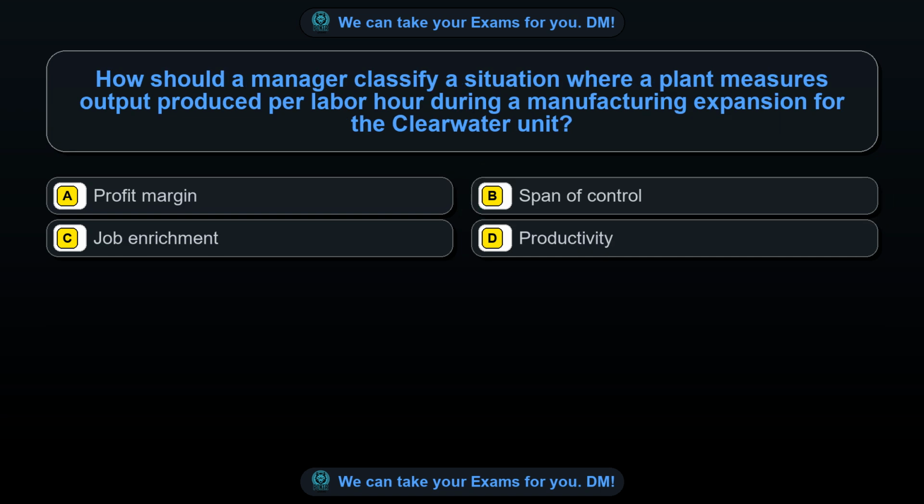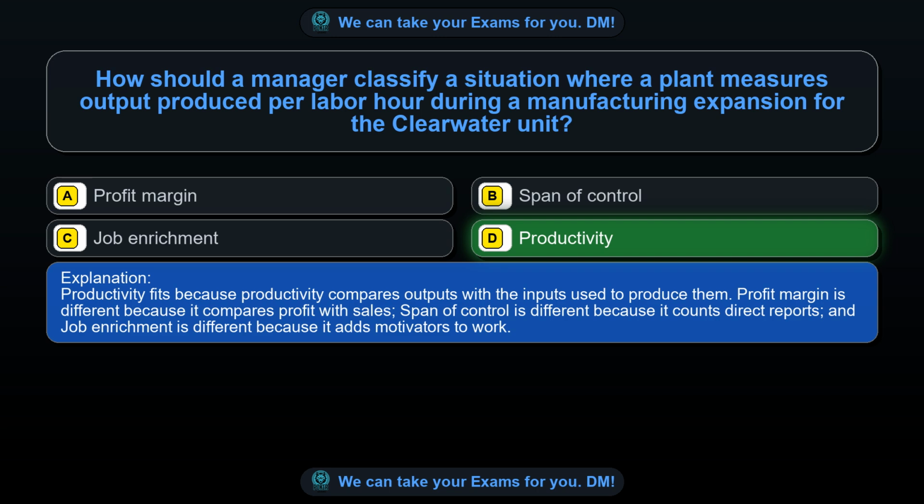Question 91. How should a manager classify a situation where a plant measures output produced per labor hour during a manufacturing expansion for the Clearwater unit? Option A, profit margin. Option B, span of control. Option C, job enrichment. Option D, productivity. The correct answer is option D, productivity.